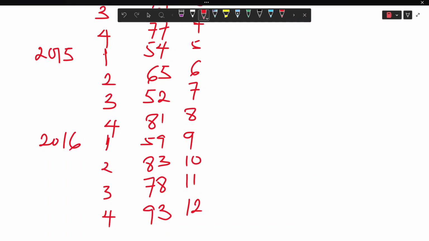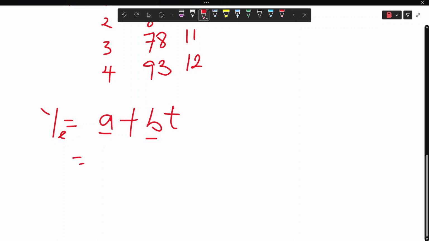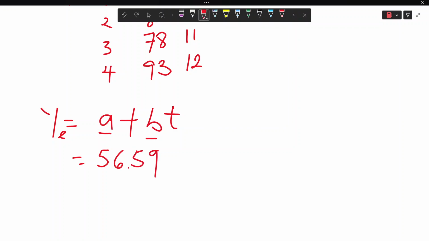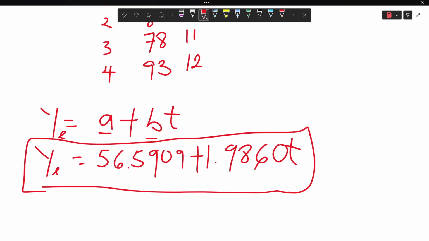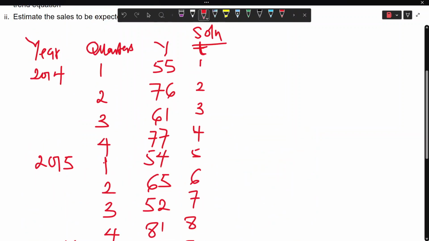So the value of A is 56.5909. Then the value of B is positive 1.9860. We're going to use this to determine the trend values.